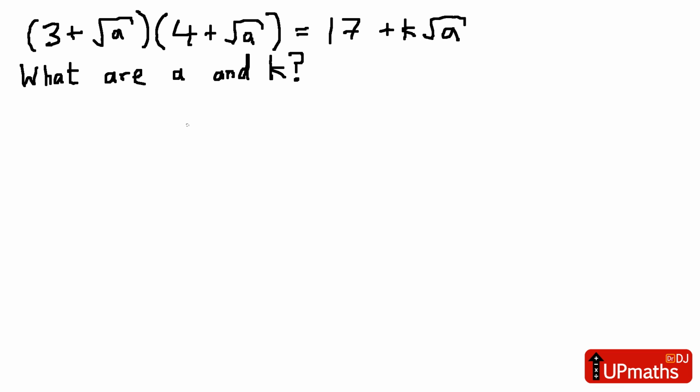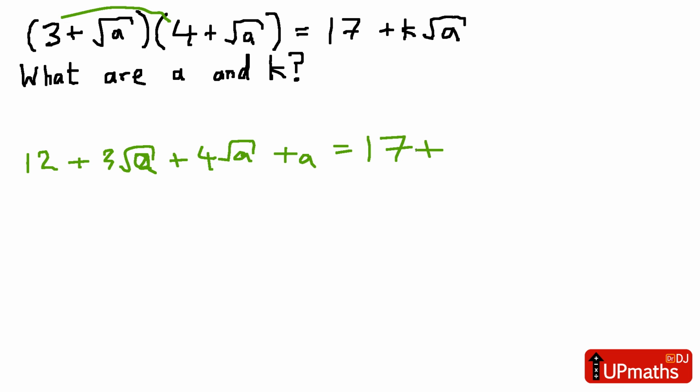Do you know what? I'm just going to multiply out the brackets, because I don't know about you, I'm finding this quite awkward to look at. So then that would be 3 times 4 is 12, plus 3 root A, plus 4 root A, plus A, equals 17, plus K root A.